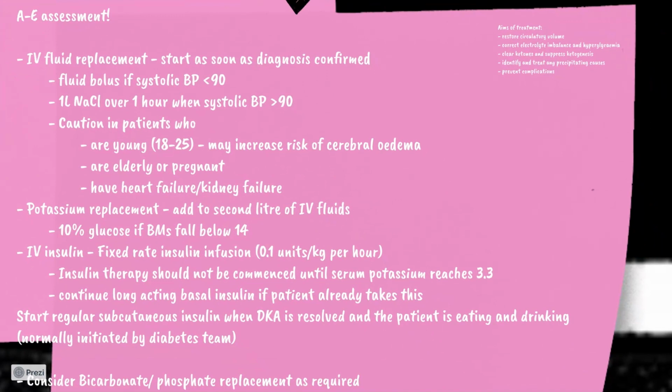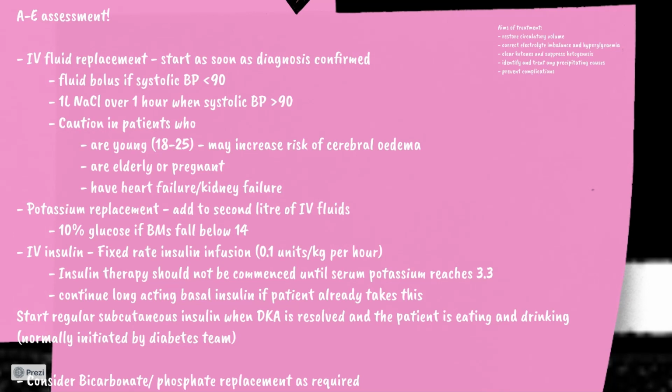As a rough rule of thumb, if the potassium is greater than 5.5, they don't need any additional potassium replacement. If it's between 3.5 and 5.5, we should be adding 40 millimoles of potassium from the second bag onwards of IV fluids. And if their potassium is less than 3.5, we should be consulting ITU for more invasive methods of potassium replacement, such as a central line.